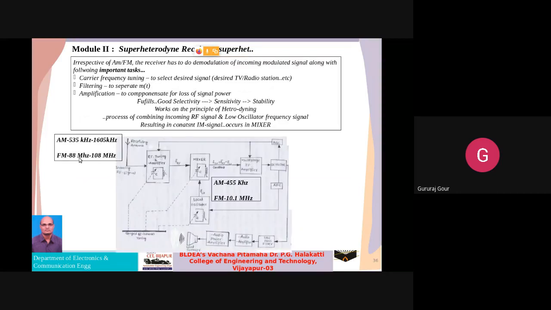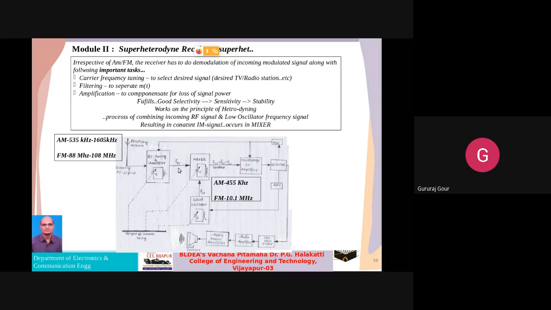Now let us take FM as an example. This is with respect to AM that I have explained. Similarly, you can explain the superheterodyne receiver with respect to FM. Suppose you are going to receive the FM signal in the range from 88 MHz to 108 MHz. Again the RF section is tuned to that frequency range along with the mixer and local oscillator. The RF section receives that FM signal effectively, for which it is tuned. If possible, it amplifies it to compensate for the loss of signal power during transmission.